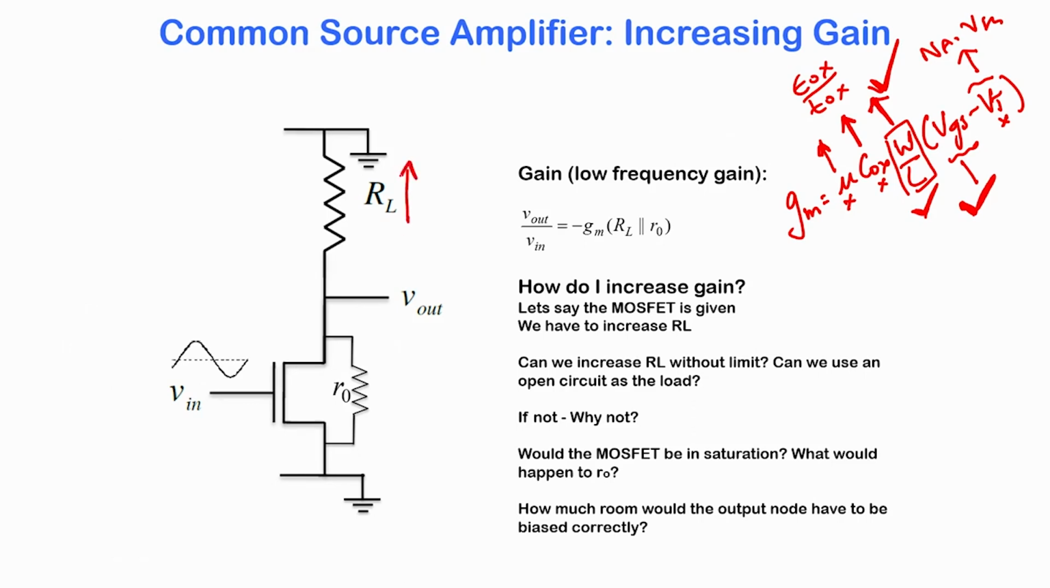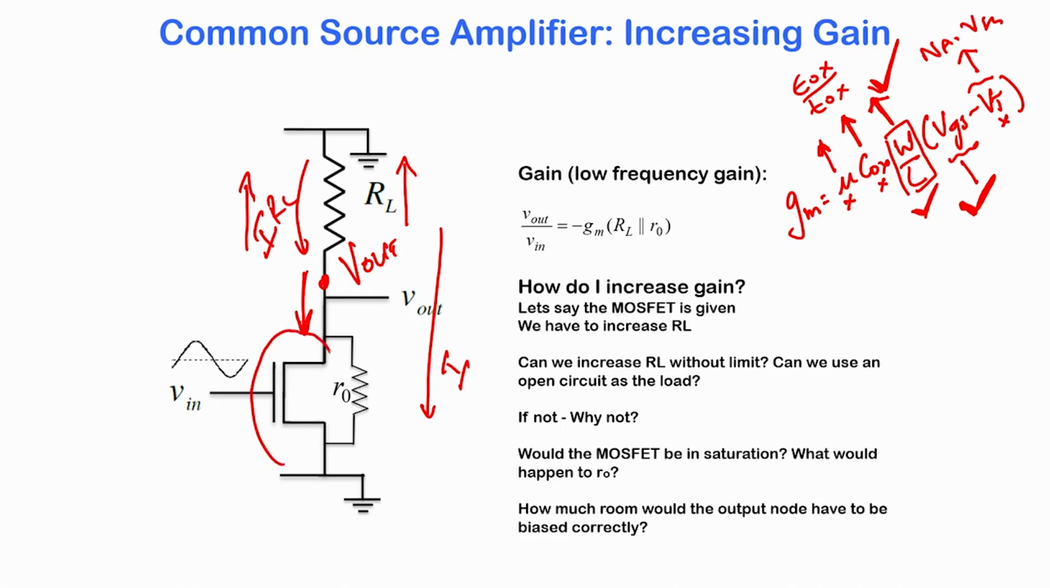As you increase RL, you will find that the DC value of the output node starts dropping, okay, because if I want to set a constant current, let us say the current is kept constant and we start increasing RL, the voltage drop here becomes I RL, the voltage drop starts increasing, and therefore the DC voltage V out starts dropping. And if you keep increasing RL and the voltage drops too much, then this transistor will move out of saturation and it will enter the linear region of operation.